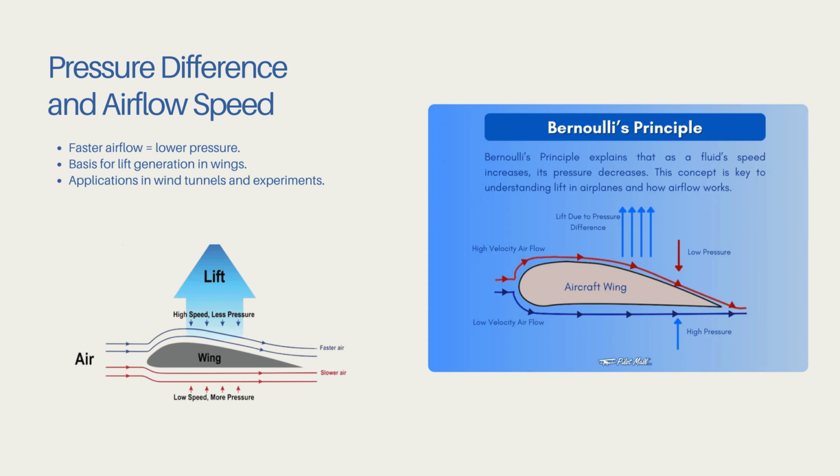Next, we have Bernoulli's principle, which explains how air pressure varies with airflow speed. Essentially, faster airflow results in lower pressure, and slower airflow leads to higher pressure. This principle is vital for understanding lift generation. For example, an aircraft wing's shape creates faster airflow over the top surface, reducing pressure and generating lift.